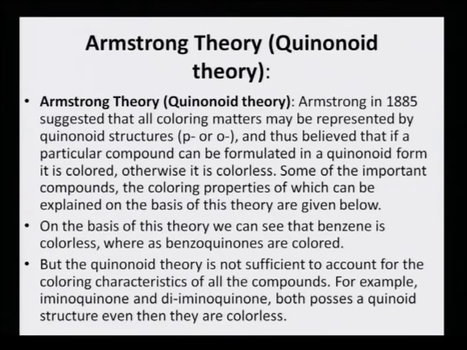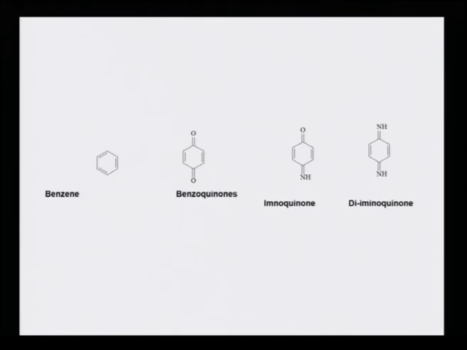But the quinonoid theory is not sufficient to account for the coloring characteristics of many compounds. For example, the aminoquinone and the diaminoquinone both possess a quinonoid structure, even then they are colorless. If we look at these four structures now, benzene is colorless, but benzoquinone, that means this kind of ring with double bonds and carbonyl, is colored. But when we look at aminoquinone and diaminoquinone, these latter two are not colored. So, how does one explain this?